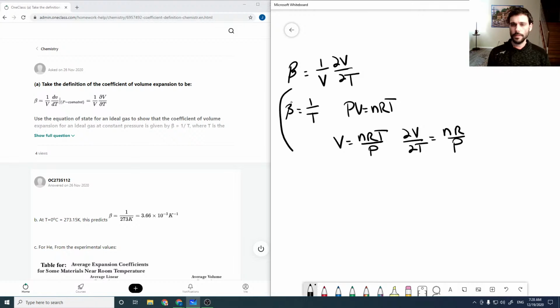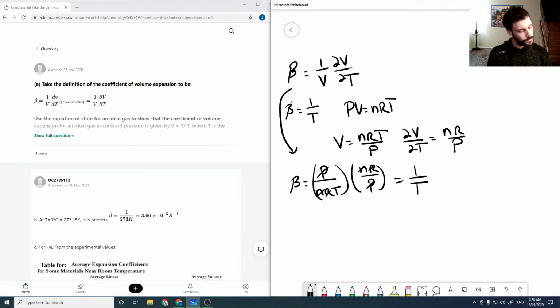And now plugging these into here, we've got beta is, so 1 over V is just going to be P over nRT. And then dV by dT is our nR over P. So then these guys cancel. And this is just 1 over T. So that's what it asked us to show.